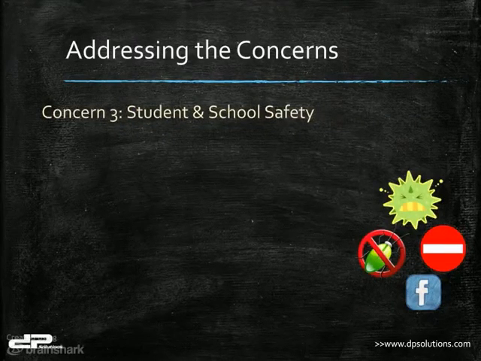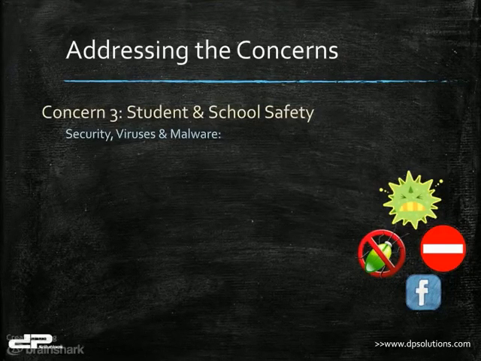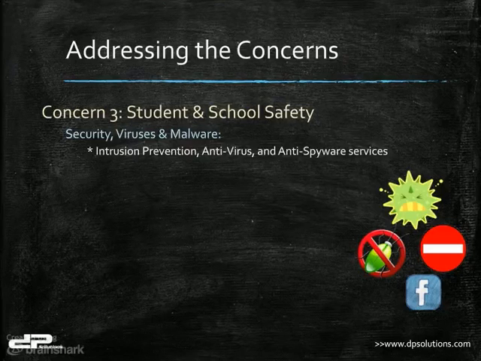One of the biggest concerns with blended learning environments is student, school, and safety. School safety deals with the overall health of the network and the protection of student or teacher data. A sound security plan will need to be in place in order to protect from things like viruses, spyware, and malware. Intrusion prevention, antivirus, and anti-spyware services can help protect the network and your information.